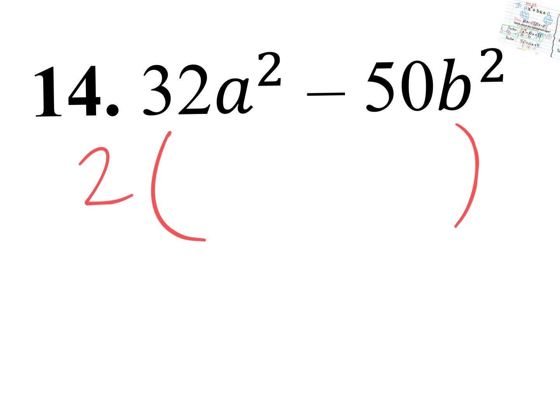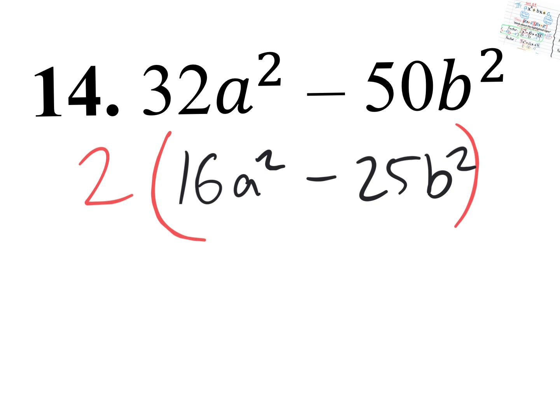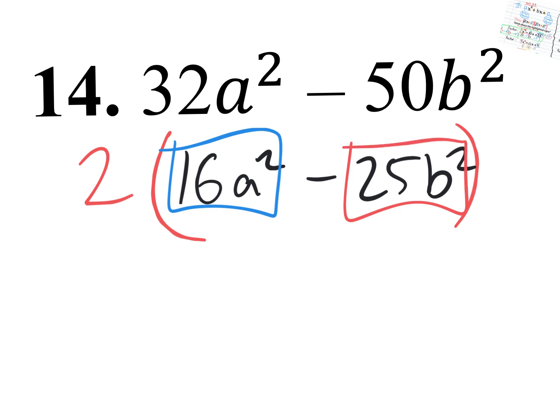So 2 times what gets you 32? 2 times 16 gets you 32. And of course, you still have the a squared. 2 times what gets you back to 50b squared? 2 times negative 25b squared will get you back to negative 50b squared. So we factored out a 2. And if you look at the inside, yeah, there's nothing else to pull out, but it is a difference of 2 perfect square terms now. So you could actually square root this first term, square root the second term, and plug it into your factored form answer format. So here's our binomial times binomial, and let's actually do the square root of 16a squared.